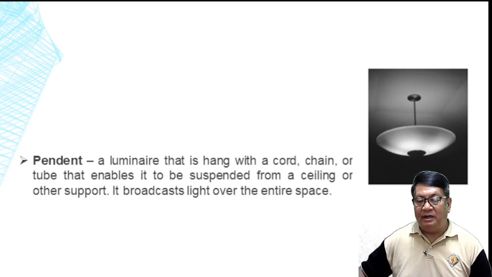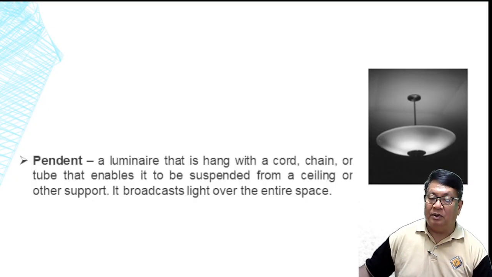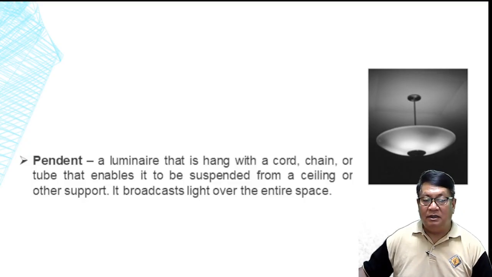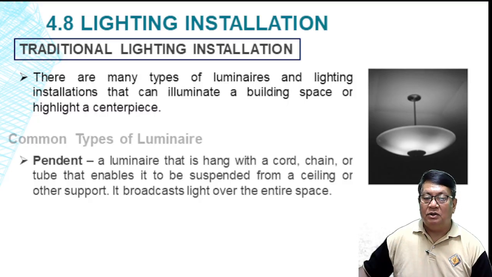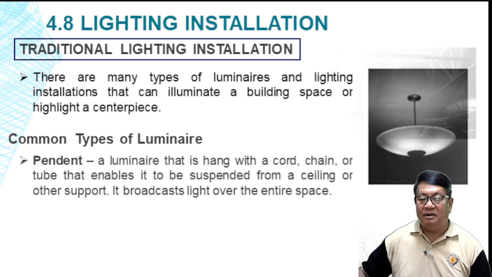So we have also this pendant, no? Pendant. It is a luminaire that is hung with a cord, chain, or tube that enables it to be suspended from a ceiling or other support. Okay, it broadcasts light over the entire space, no? So this is an example of a pendant system. So we have this traditional lighting installation also. One of the common types of luminaire, as we said, is the pendant.